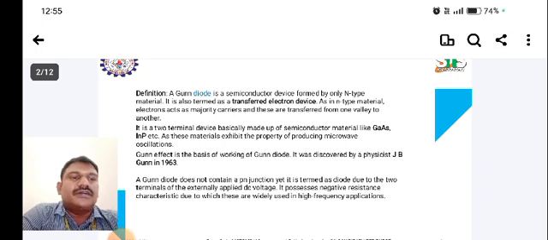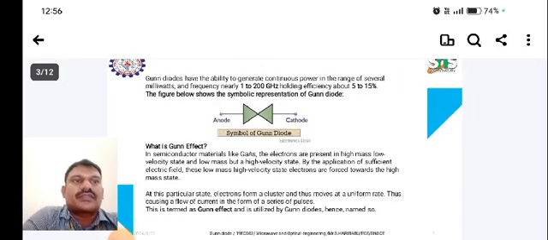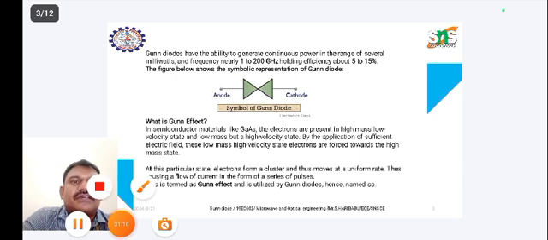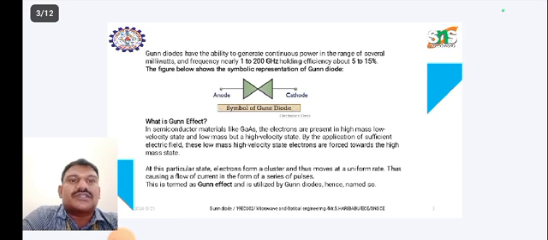A Gunn diode does not contain a p-n junction, yet it is termed a diode due to the two terminals to which an external DC voltage is applied. It possesses negative resistance characteristics, due to which these are widely used in high frequency applications. Gunn diodes have the ability to generate continuous power in the range of several milliwatts, at frequencies of nearly 1 to 200 gigahertz, with a efficiency of about 5 to 15 percent.